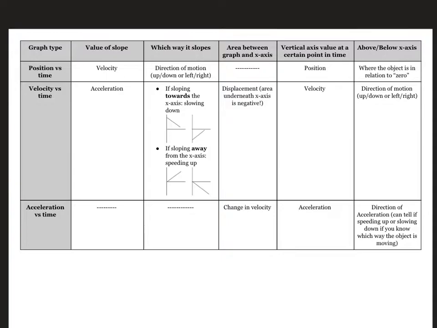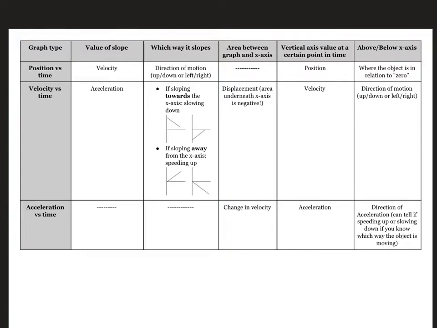The way it slopes on a position time graph tells us the direction of motion, if it's going up or down or left or right, depending on the situation. If a velocity time graph is sloping towards the x-axis, those numbers are getting closer to 0, so that means the object is slowing down. If it's sloping away from the x-axis, that means those numbers are getting larger. That object would be speeding up. Which way it slopes for an acceleration versus time graph, again, doesn't really tell us anything. And as we're going to see, our acceleration versus time graphs are going to be horizontal lines. It just changes depending on the value of the acceleration.